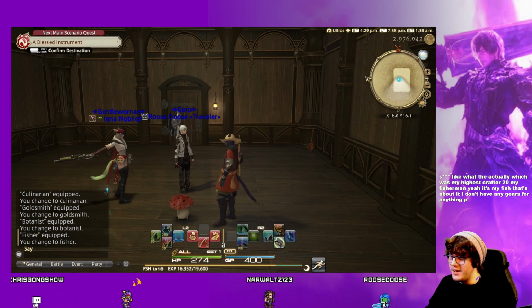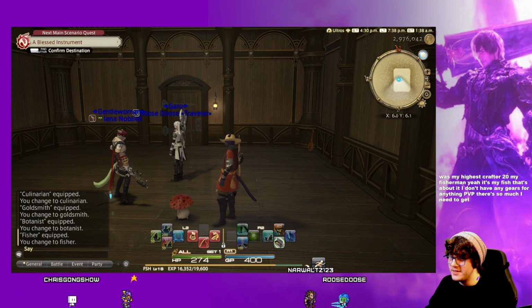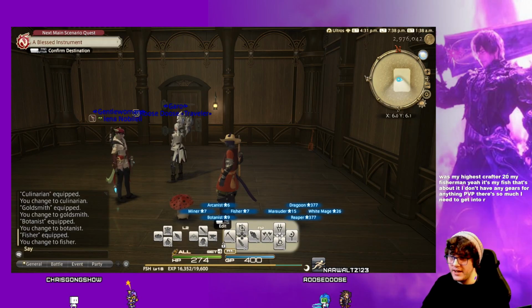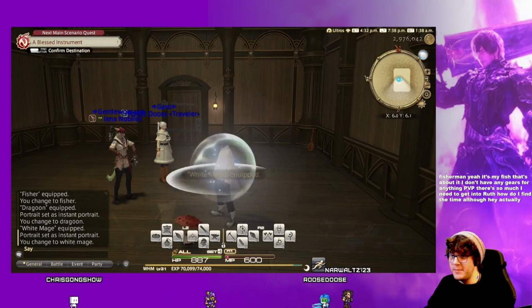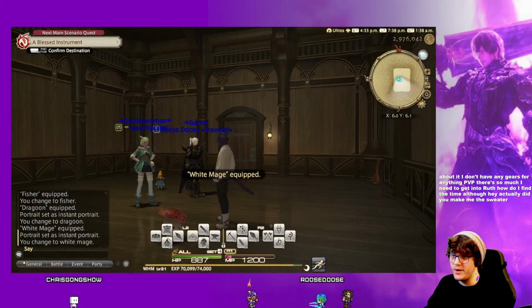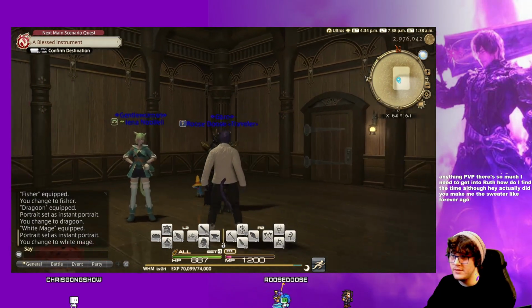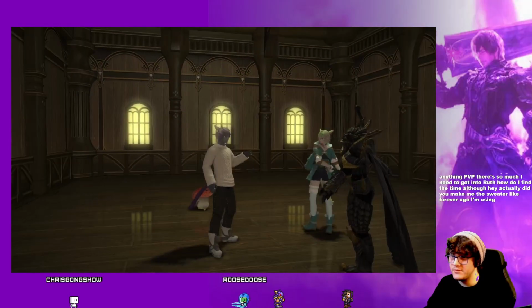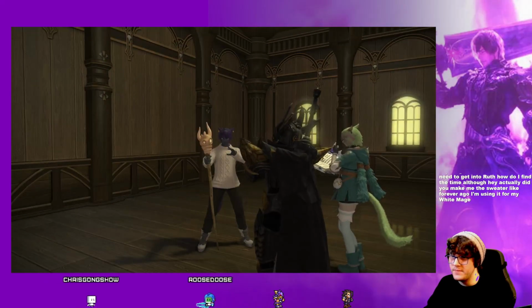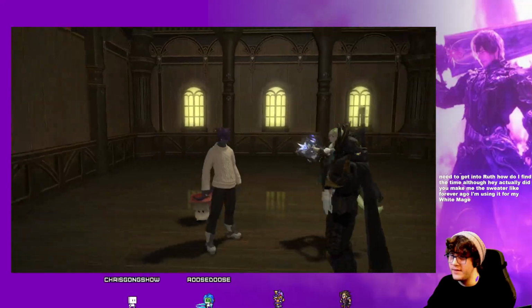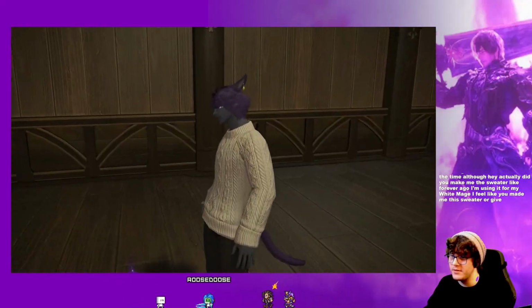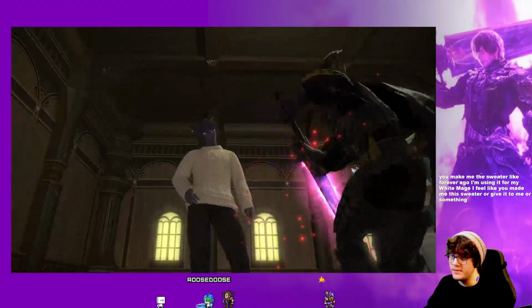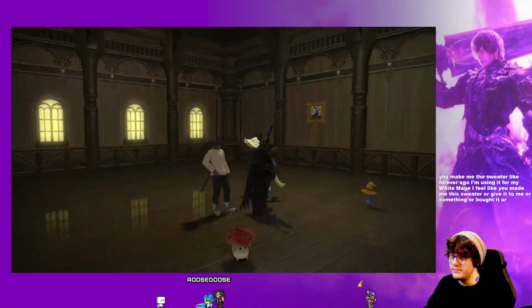PvP. There's so much I need to get into. Roos, how do I find the time? Although, hey, Roos, did you make me this sweater? Like, forever ago? I'm using it for my white mage. I feel like you made me this sweater, or gave it to me, or bought it, or... I don't know.